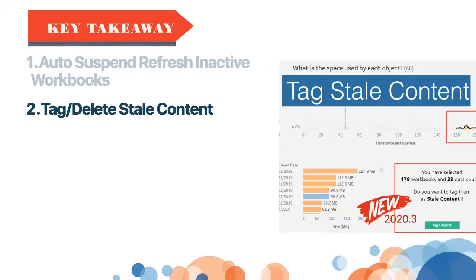Second, you can tag them. There is a new admin view in 2020.3. You can tag stale content. After tagging, you can move them to a given project, a locked project. Owners can still download them, can still republish if they want. And later on, you can delete them.